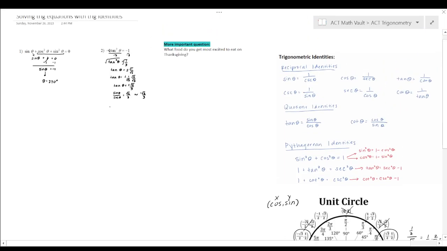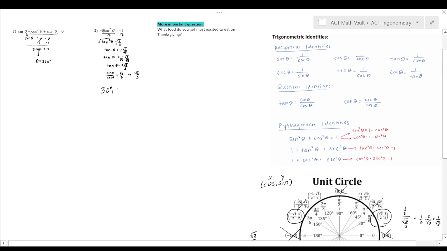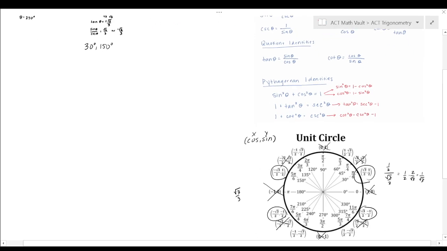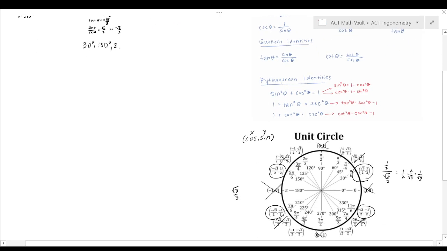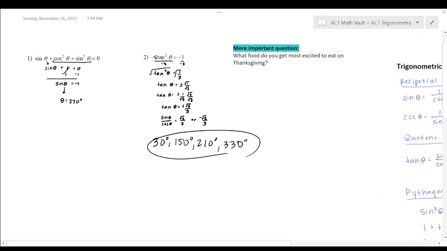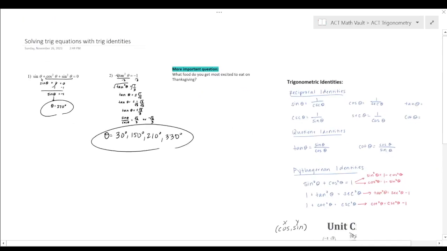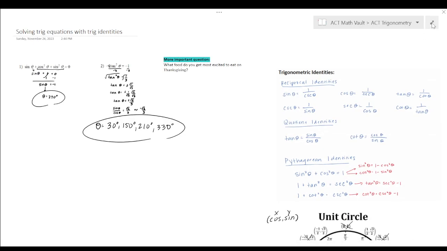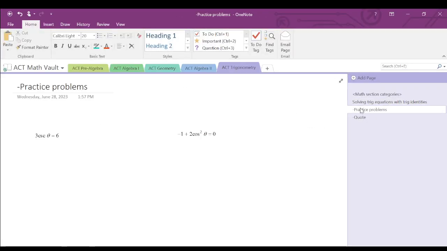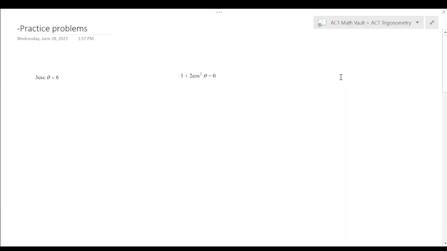That is 30 degrees. Across from it is 150. Below is the 210. You can see it in the bottom. And 330 is the last. So we have solved for theta. I'll put theta as our final answers. Okay, a few more to try would be these practice problems.